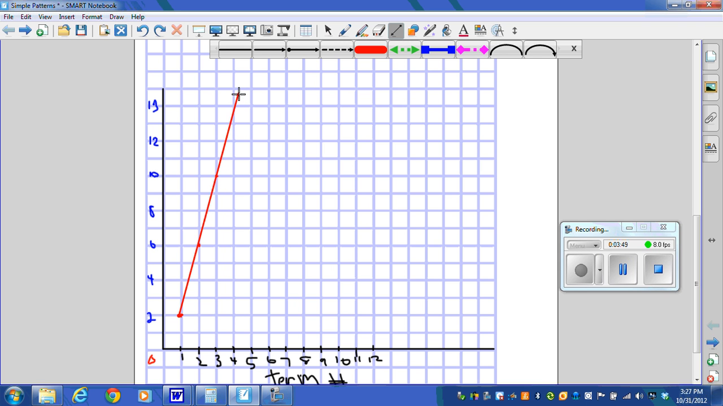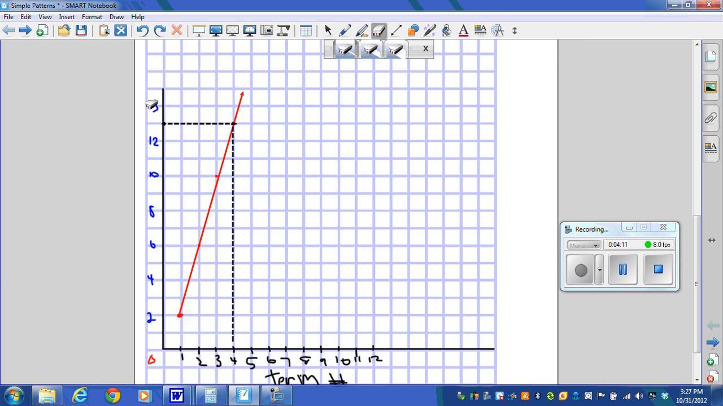I can predict any value along that line. So I can say that my fourth term, if I go up from my fourth, it connects the line there. It has a value of 13. So my fourth term has a value of 13.